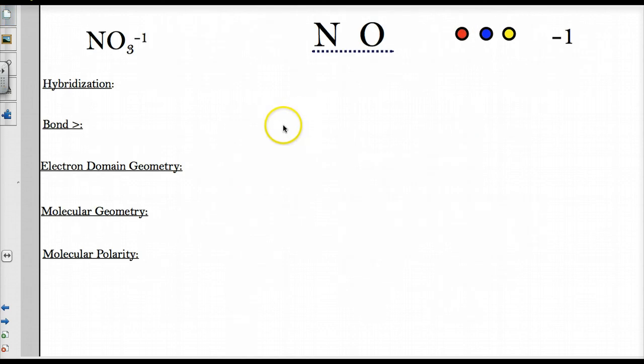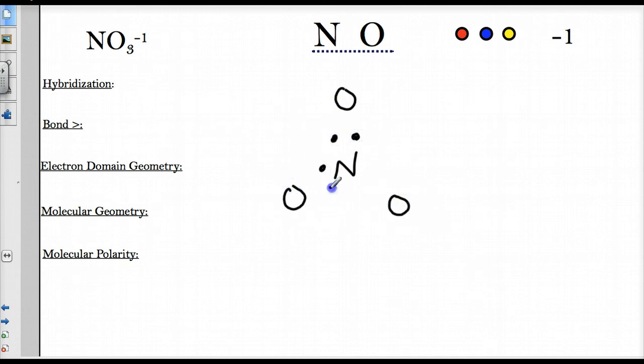Okay, so at the bottom of the page, we have NO3 to do. Let's just draw that instead of dragging it. I have an N and three O's. I'm doing a Lewis dot diagram, and I put out the valence electrons. Nitrogen has 1, 2, 3, 4, 5. Oxygen has 1, 2, 3, 4, 5, 6.